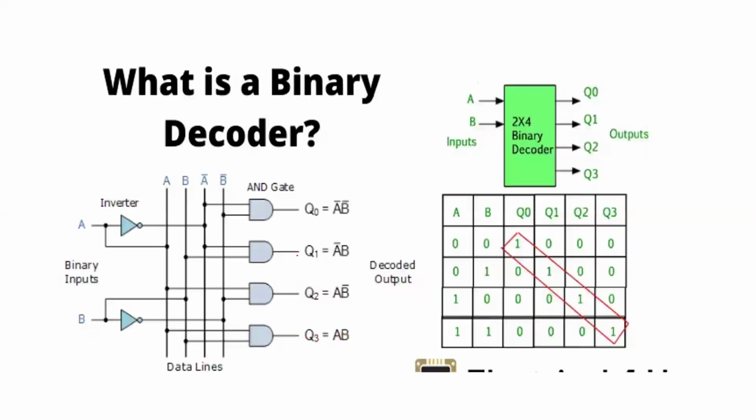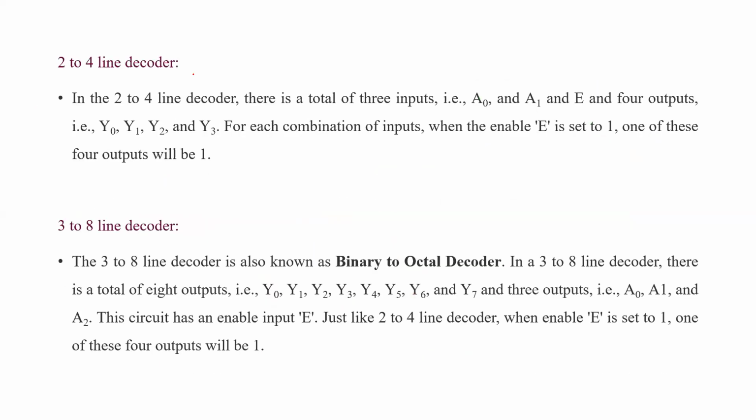So what is the binary decoder? The same thing we have seen here. You can see 2 power 2 inputs, that is 2 inputs, gives 4 outputs. Whenever we have the first input combination 0 0, Q0 will get 1. Here Q1 will get 1. It will work like this. This is the 2 to 4 binary decoder, so here we have a 2 to 4 line decoder.